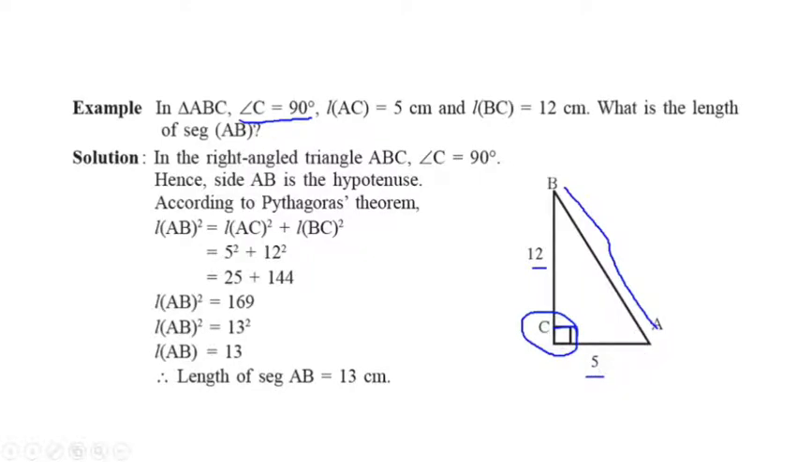CA is 5 centimeter. So you can read it like CA also and AC also. So AC square is equal to 5 square. BC square is equal to 12 square. Now what exactly means a square? When there is a 2 on the head.